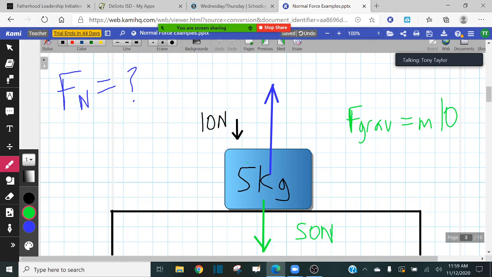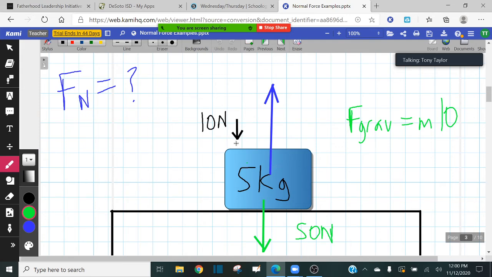Now, how do we know the value of the normal force? Well, guys, let us think logically here. Even though there's an external force pushing down on this box here, the box is not moving. It's not accelerating. So that means the sum of all the forces must add up to zero. In other words, the forces here must be balanced. So guys, in this situation right here, if it's not moving, that means all of my up arrows have to balance all of my down arrows. So my up forces have to balance my down forces.